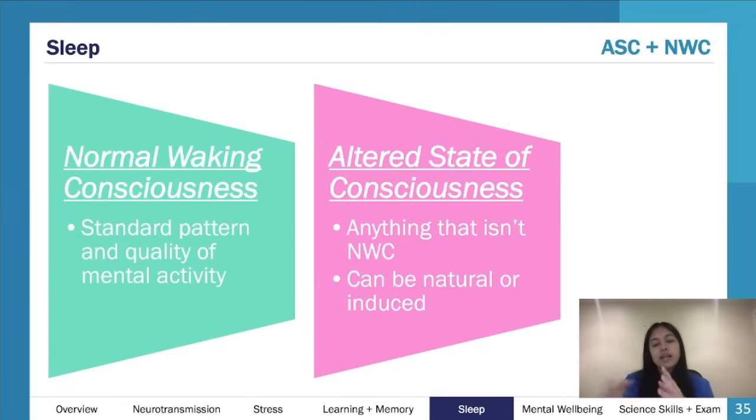An altered state of consciousness is any time your awareness drops. For example, sleep, drug-induced altered states, sometimes daydreaming, or if you're in a coma, obviously. There are always exceptions to the rule, but often you're thinking about a decreased state of awareness. It can be natural or induced. You don't need to know about induced altered states of consciousness, but understand that sleep is a natural altered state because you just drift into sleep. You don't have to take anything to make you sleep.